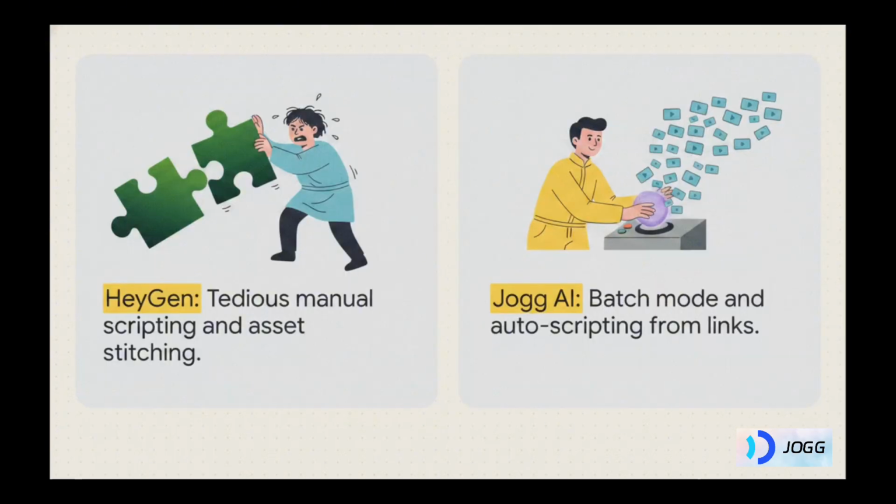And this logic really seals the deal, especially for solo creators. On the left side, with legacy tools like HeyGen, you're very often facing tedious manual scripting and asset stitching. You basically have to bring all the pieces to the puzzle yourself. On the right, Jogg AI gives you batch mode and auto-scripting directly from simple links. It entirely eliminates the friction of manual editing, which allows one single person to pump out multiple variations of a highly polished ad in just a fraction of the time.